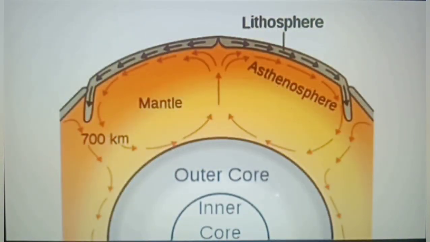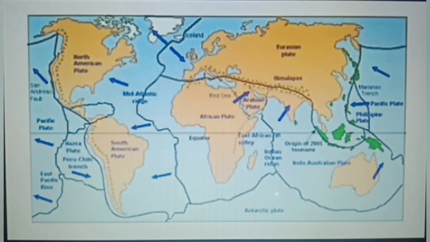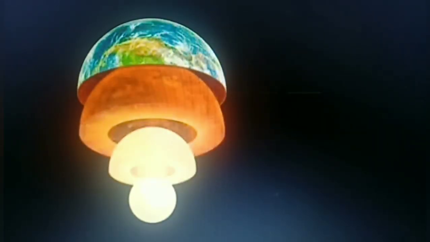This is because of the movement of the molten magma inside the Earth. The molten magma moves in a circular manner. The movement of these plates causes changes on the surface of the Earth. The Earth movements are divided on the basis of the forces which cause them.